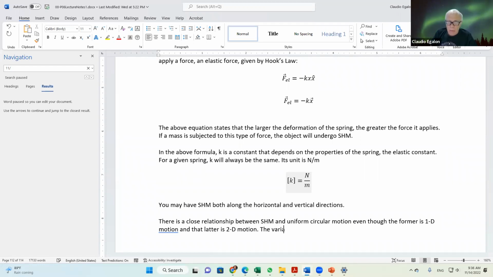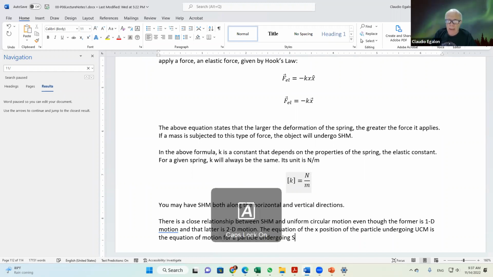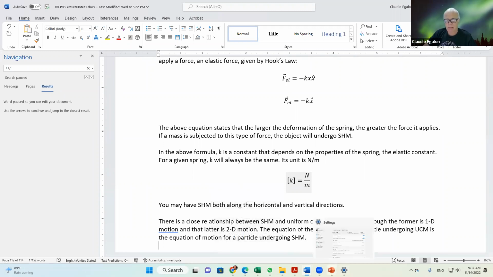The equation, okay, of the x position of the particle undergoing uniform circular motion is the equation of motion for a particle undergoing SHM, okay? That's the relationship between one and the other.